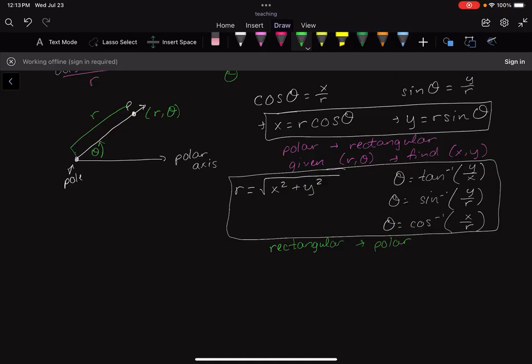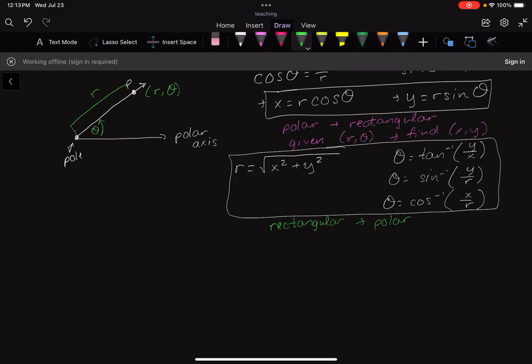So before I start an example where we manipulate between polar and rectangular, I just want to show you how to graph these. So example 1, let me go ahead and graph the following points. And these are going to be polar points.